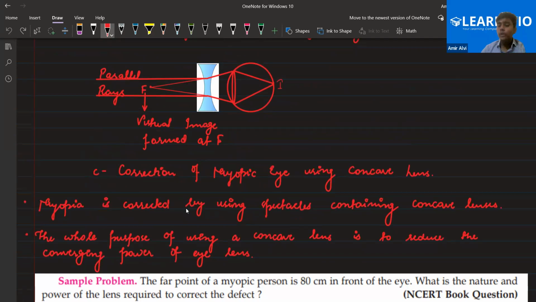So the concave lens will decrease the converging power, and hence the eye will act normally, like a normal eye. As you can see, the light rays pass through the concave lens, which diverges the rays. Then the rays converge at the convex lens, and the image is formed at the retina itself. We'll discuss it in detail. No need to worry, in the next class.